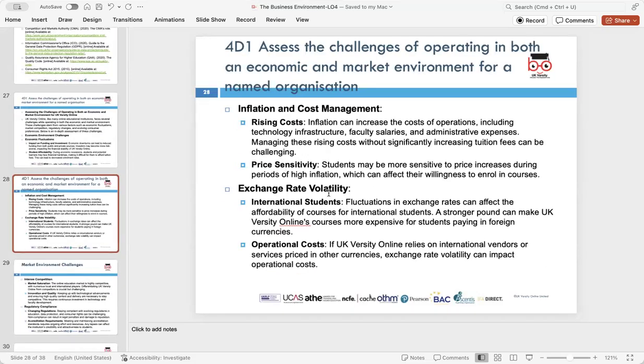Exchange rate volatility. Fluctuations in exchange rates can impact the affordability of courses for international students. A stronger pound can make UK Varsity Online courses more expensive for students paying in foreign currencies. So this can reduce the attractiveness of the institution to international students who may seek more cost-effective alternatives. Maintaining a diverse student base from different countries can become challenging if exchange rate volatility significantly affects affordability.